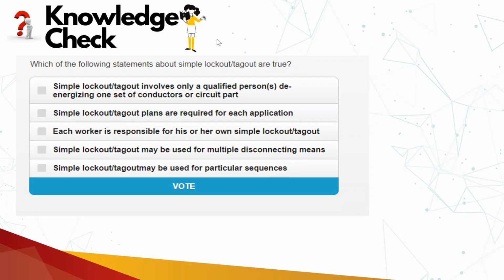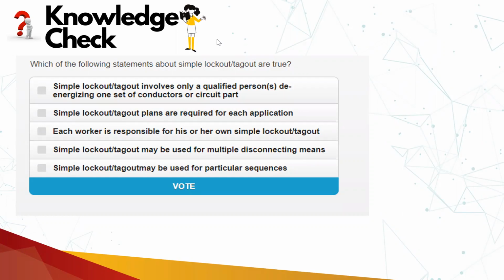The simple lockout and tagout involves only one qualified person de-energizing one set of conductors or circuit parts. This is correct. Simple lockout and tagout plans are required for each application. No, written plans are not required. Each worker is responsible for his or her own simple lockout and tagout. Yes, this is correct. Simple lockout and tagout may be used for multiple disconnecting means. No, this is not. If there are multiple disconnecting means, then it is complex.